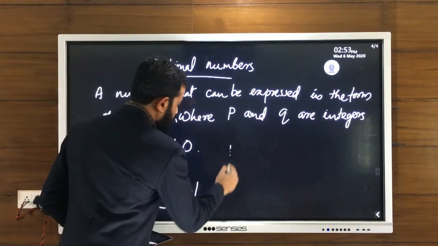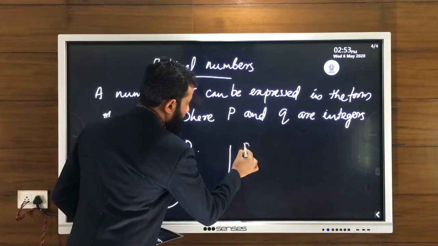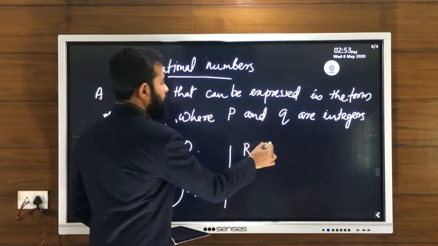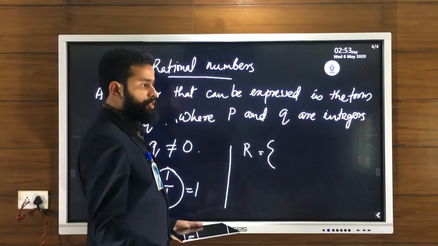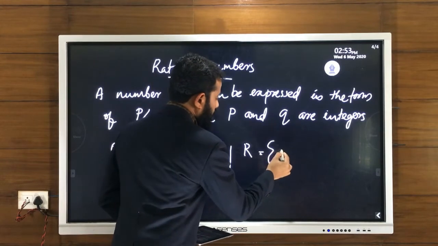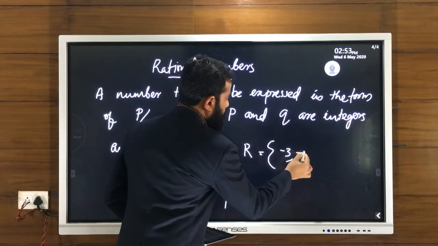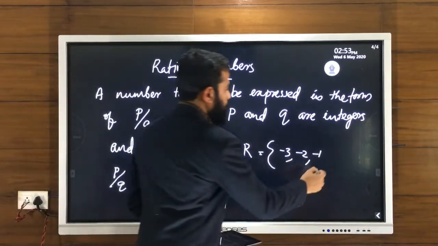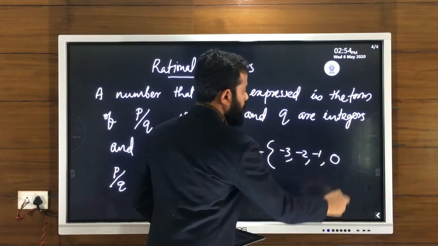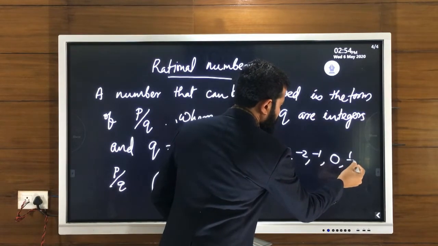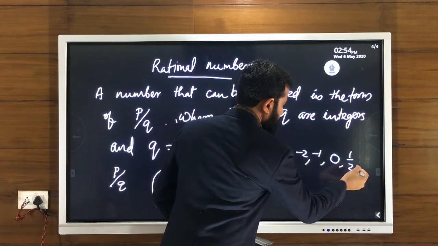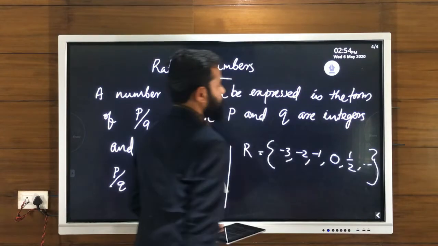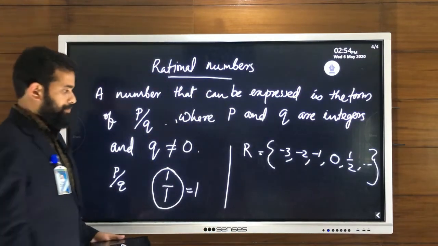And rational numbers are denoted by capital letter R. So, all the set of integers can be included, -3, -2, -1, they are also rational numbers, and including 0, then 1/2, all these numbers can be expressed. So, it is rational numbers.